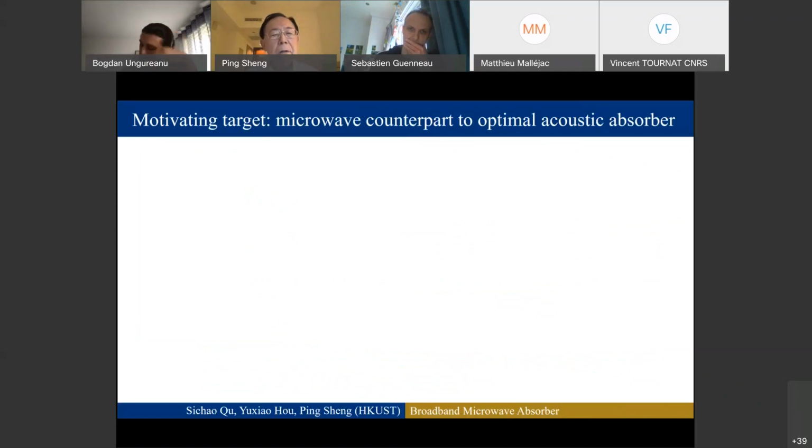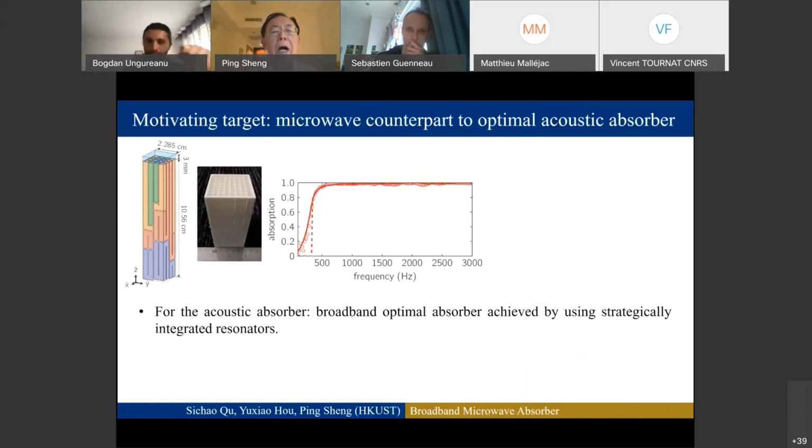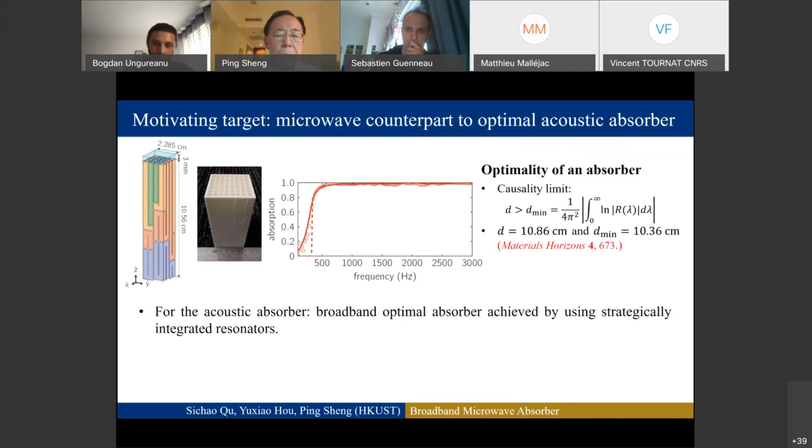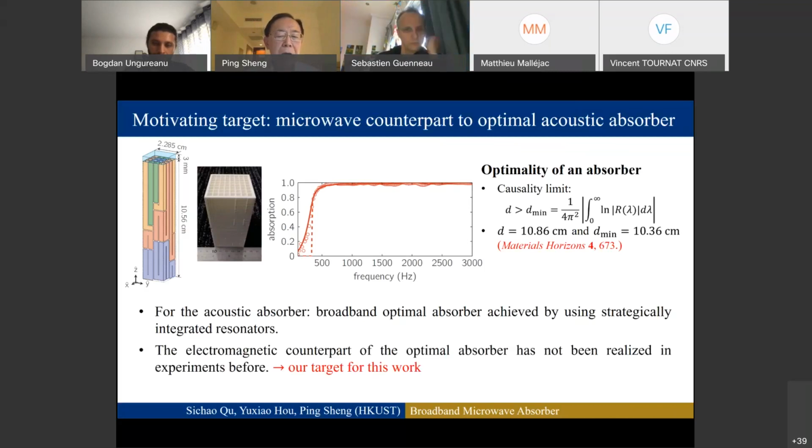And another motivating point is that we want to achieve the electromagnetic optimal absorber, as what we have done in the past few years in acoustics. So that's another target. Let's see whether we can do that.